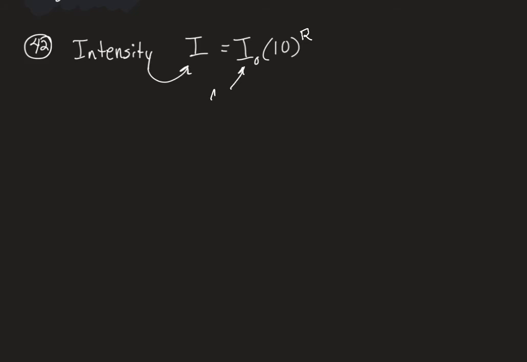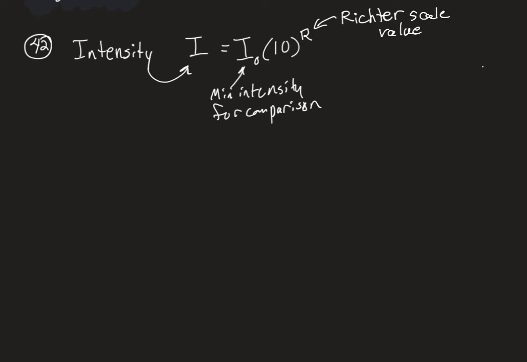This I sub 0 is the minimum intensity for comparison. Unfortunately, your book does not even tell you what that means, minimum intensity for comparison. But if you did know that, if you had that reference number someplace, then you could figure out what the intensity is if you just knew R, which is the Richter scale value of the earthquake. So this is a slightly different measure than the Richter scale. You're using the Richter scale to calculate the intensity.